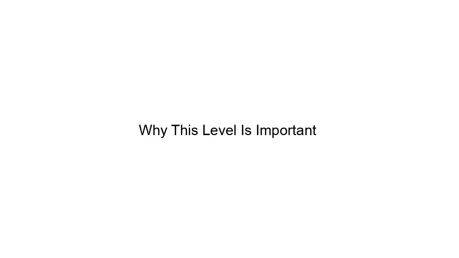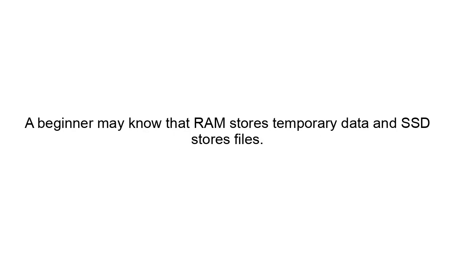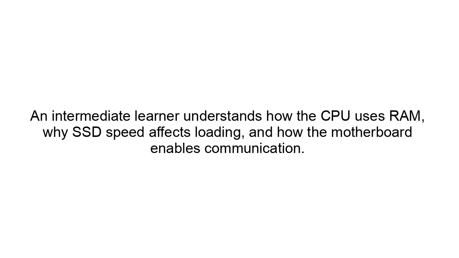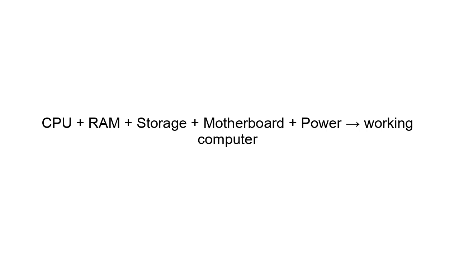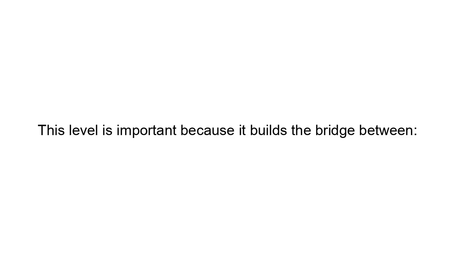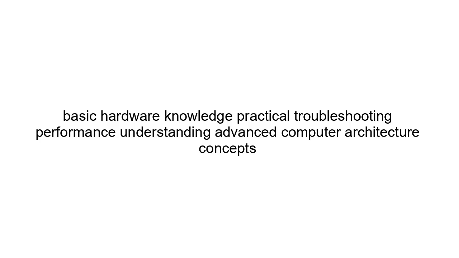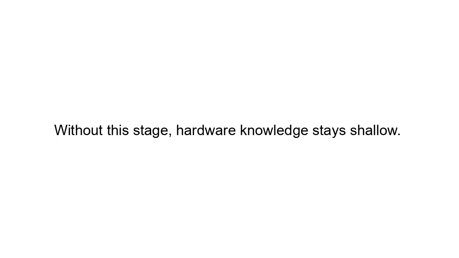Why this level is important. A beginner may know that RAM stores temporary data and SSD stores files. An intermediate learner understands how the CPU uses RAM, why SSD speed affects loading, and how the motherboard enables communication. Example concept: CPU plus RAM plus storage plus motherboard plus power means working computer. This level is important because it builds the bridge between basic hardware knowledge, practical troubleshooting, performance understanding, and advanced computer architecture concepts. Without this stage, hardware knowledge stays shallow.